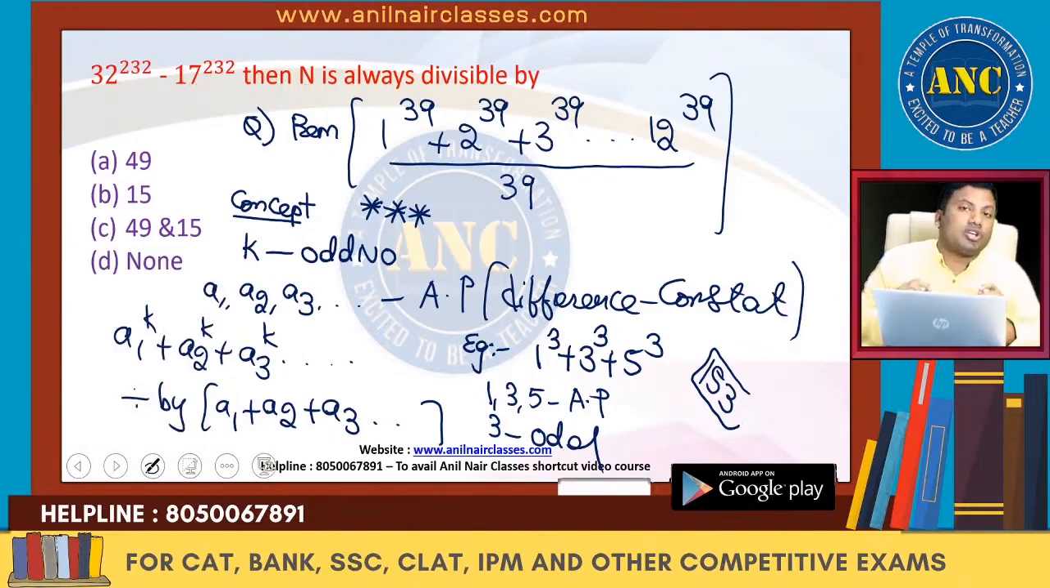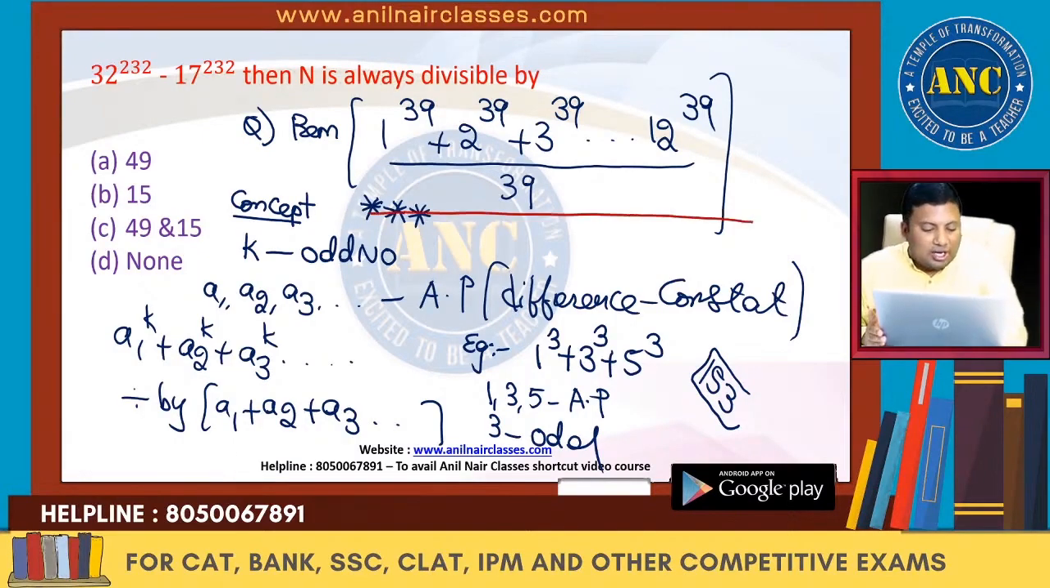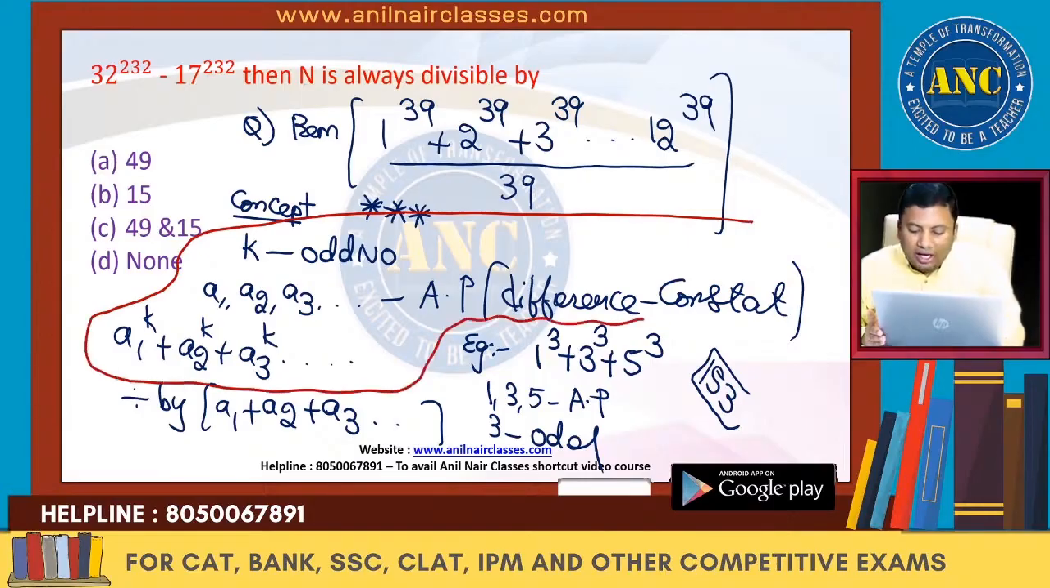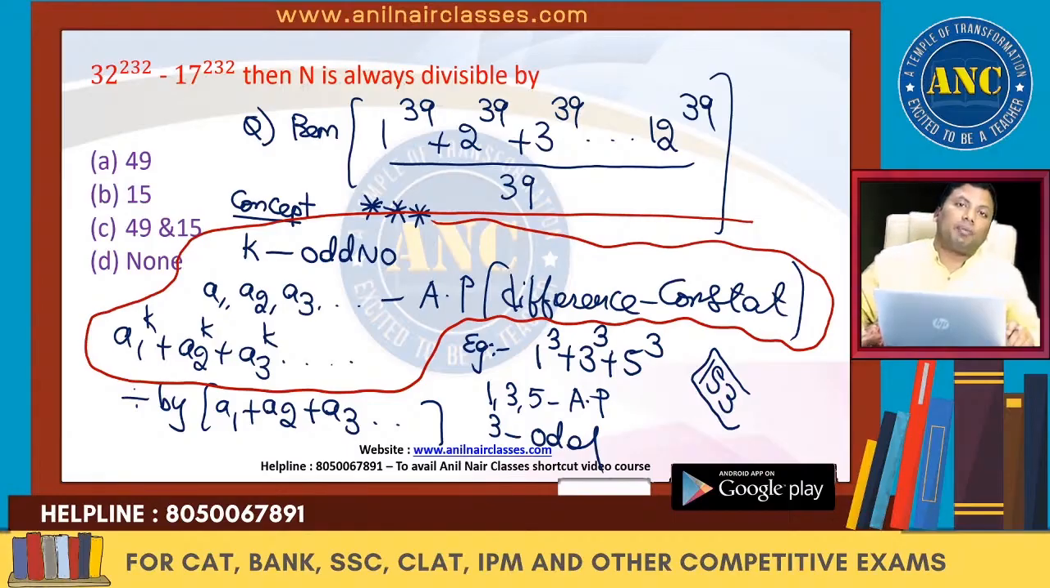It is not about the questions. I am not interested in discussing a particular question to you. If the nature of the question changes, how you should look at it from different angles, that is what I wanted to teach you. If k is an odd number, and a1, a2, a3 are in arithmetic progression, then a1 power k, a2 power k and a3 power k are divisible by the sum of the bases. I hope the idea is clear.